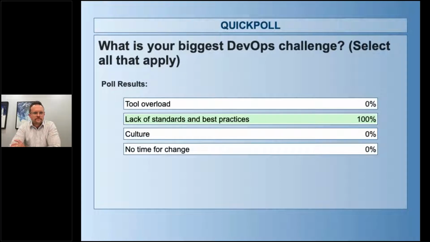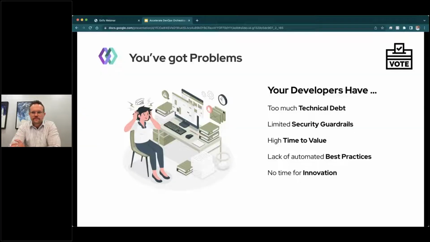Okay, interesting. Lack of standards and best practices. That's very common, actually. I think that's been our top one the last couple times we posted it. So that's very interesting. So how do we get back to creating standards and best practices? I know government especially is very big on SOPs and things like that, and those are long, drawn-out documented processes, right? But how do we automate that instead? And I think that's a good thing to focus on here as we move forward with this presentation.